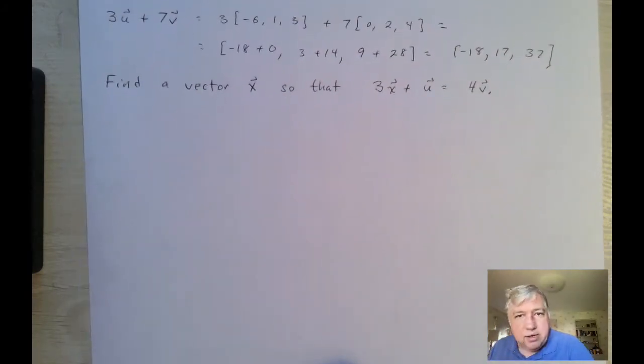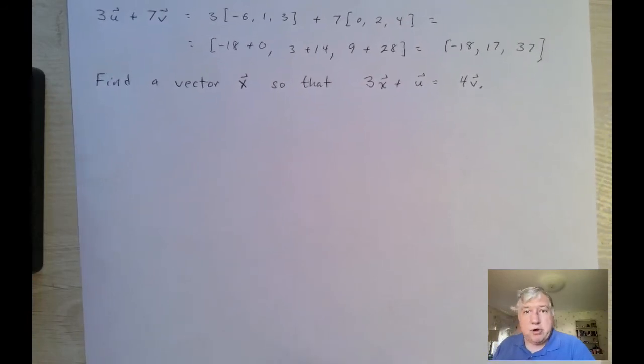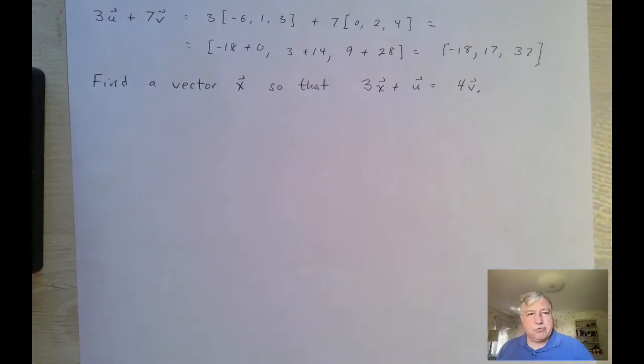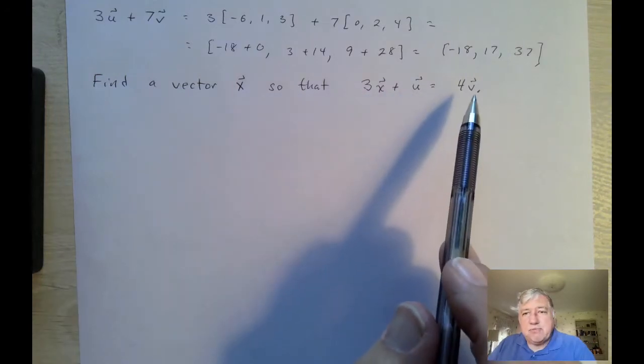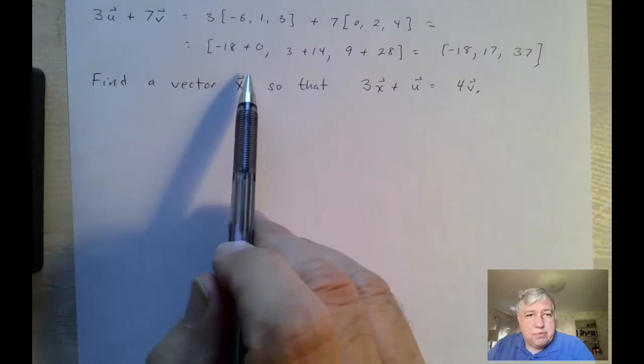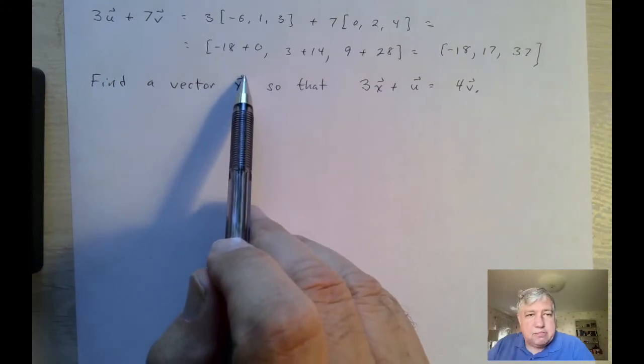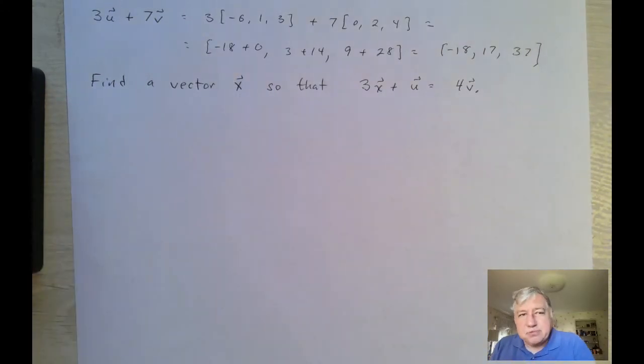A slightly more interesting problem would be something like this, where the algebra is now coming into linear algebra. We're trying to find a vector x such that 3x plus u is equal to 4v. By the way, that's why I put the little vector hat here, just to indicate it's a vector. We can't really use boldface like your book does, so that's what we'll be using in these notes, and you should do that in your homework too.